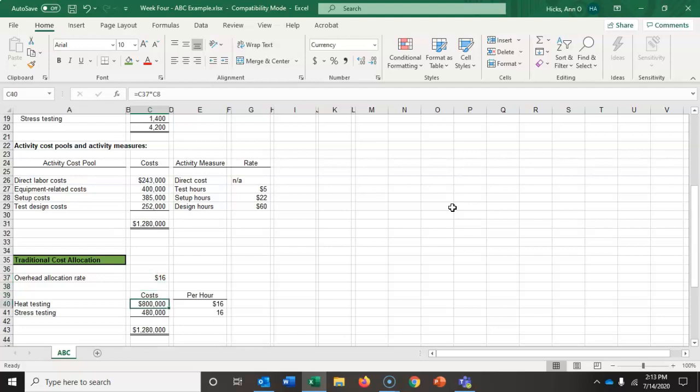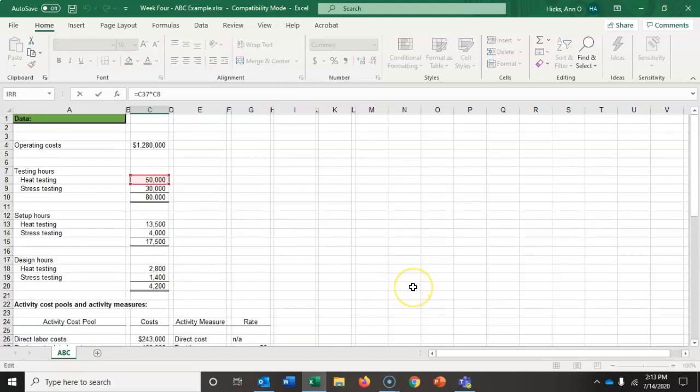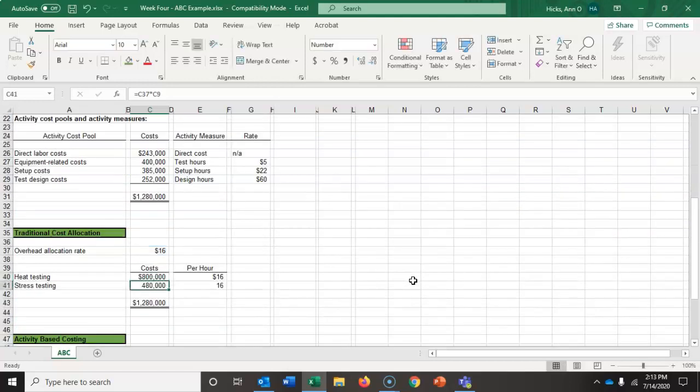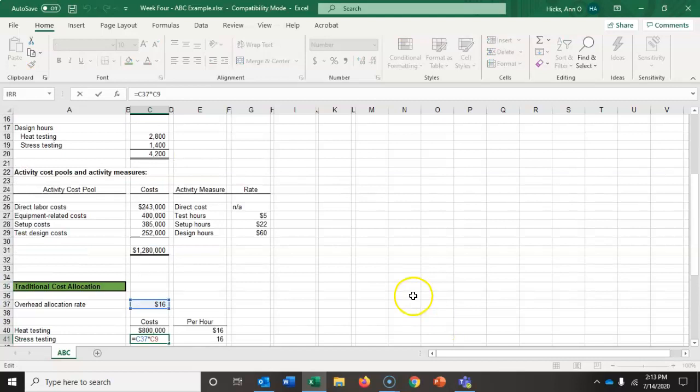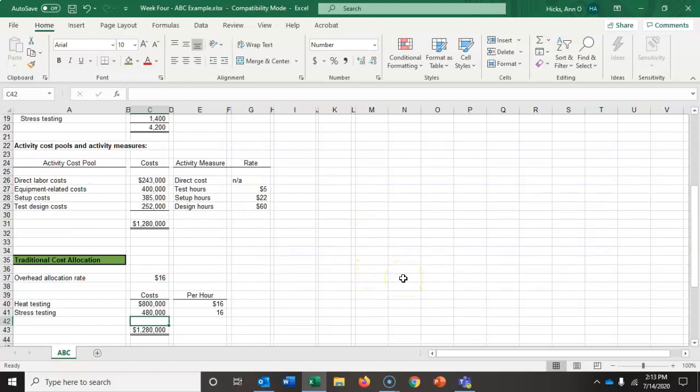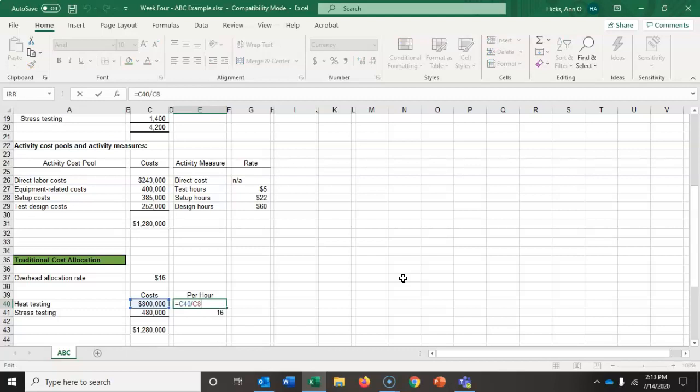And then they allocated the $1,280,000 to heat testing by taking 16 times the 50,000 hours spent on heat testing, and stress testing by taking the $16 times the number of hours spent on stress testing. And so they came up with an allocation of $800,000 to heat testing, $480,000 to stress testing. Effectively, what they've done is they have said both types of testing cost $16 an hour.